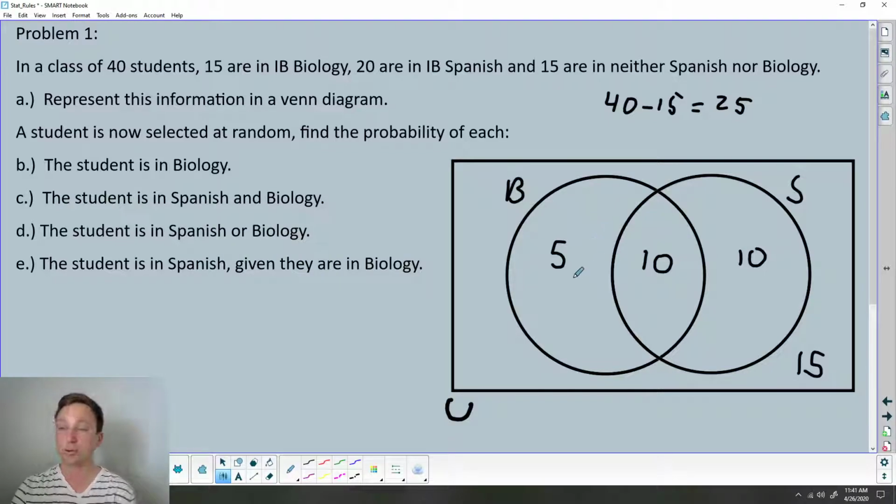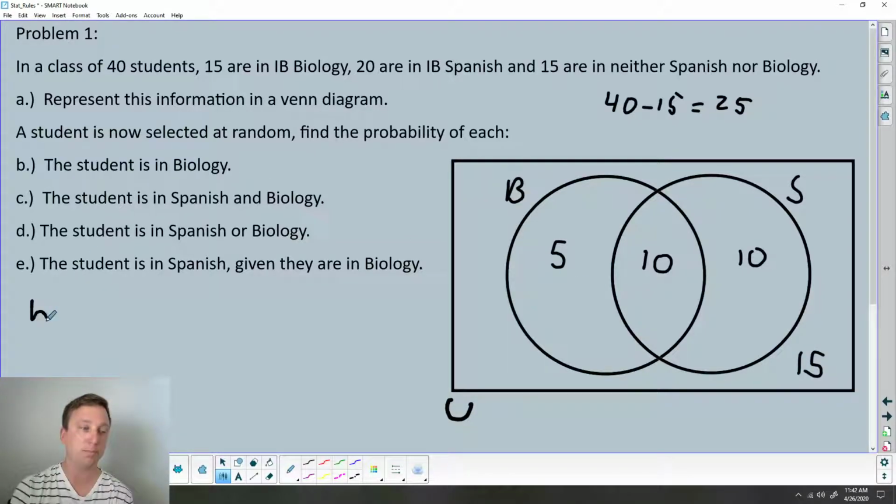So if we walk through this, we have 5 that are only in biology. We have 10 that are in both biology and Spanish, which makes 15 in biology total. Then we have 10 only in Spanish, and 15 of this class are in neither of those courses. So now we can go through and start working on these different probabilities.